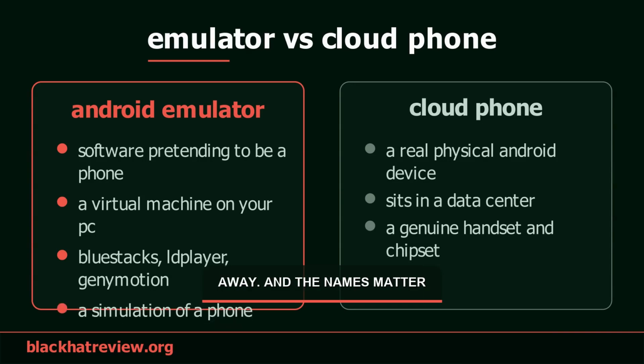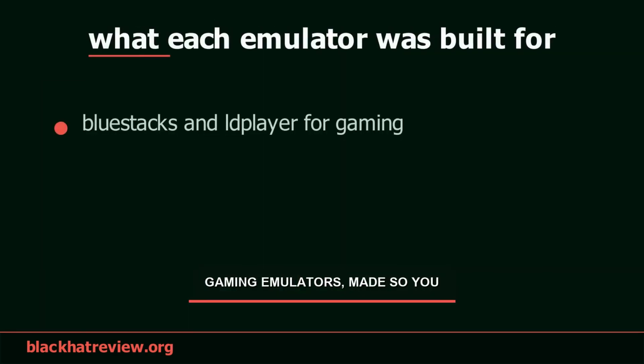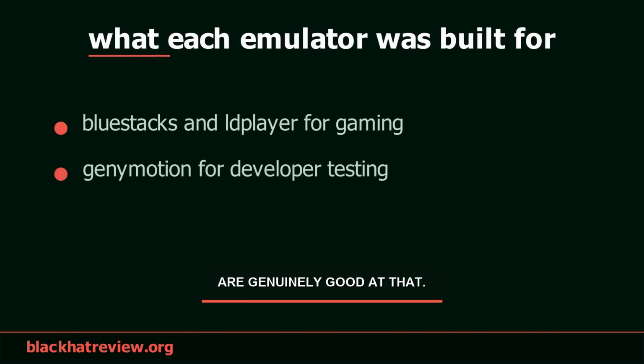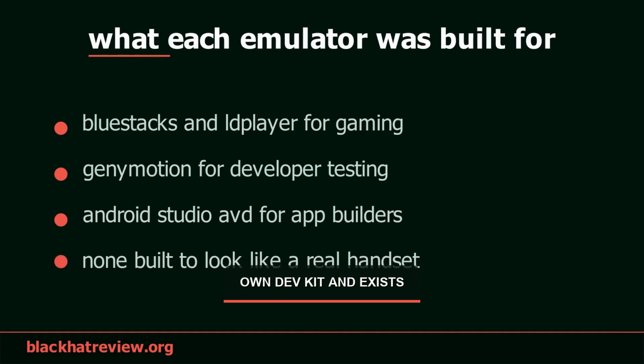And the names matter here because each of those emulators was built for a different job, and that tells you a lot. BlueStacks and LD Player are gaming emulators made so you can run mobile games on a big screen with a mouse and keyboard, and they are genuinely good at that. Genymotion is a developer tool, the kind of thing a team wires into their testing pipeline to check an app across a bunch of Android versions. The Android Studio emulator, the AVD, ships with Google's own dev kit and exists so app builders can test on a fake phone without owning 50 real ones.